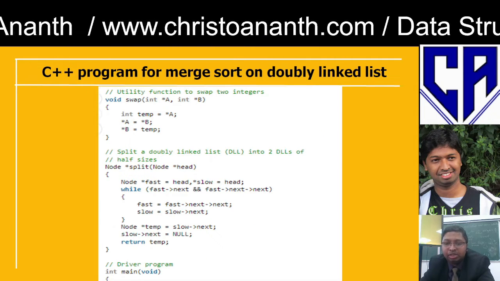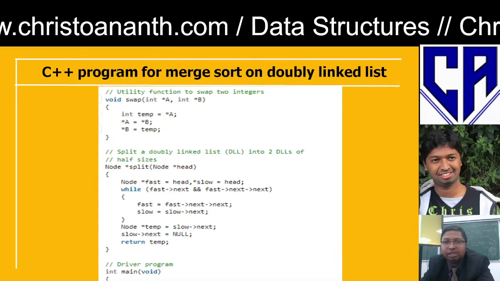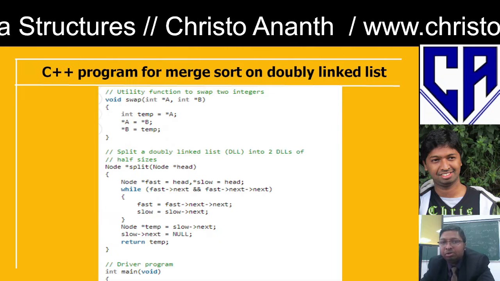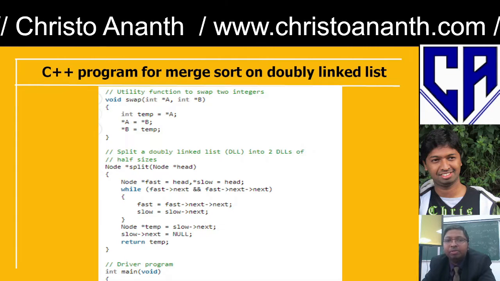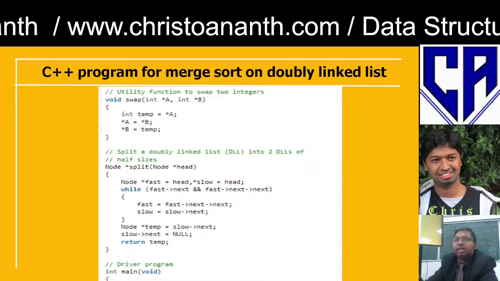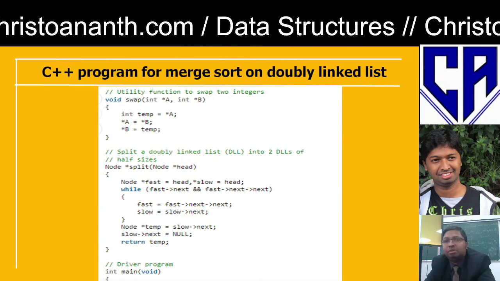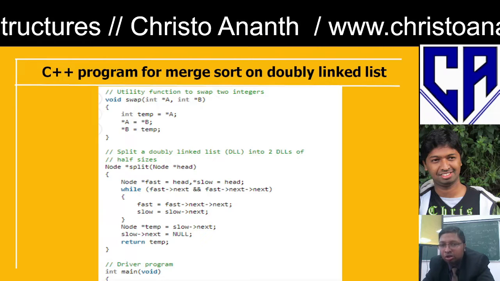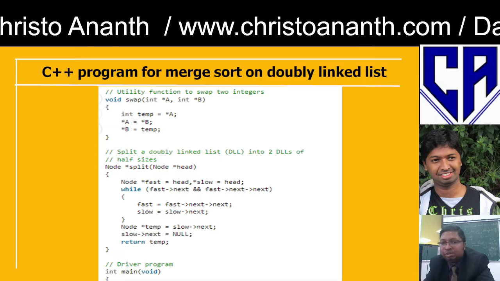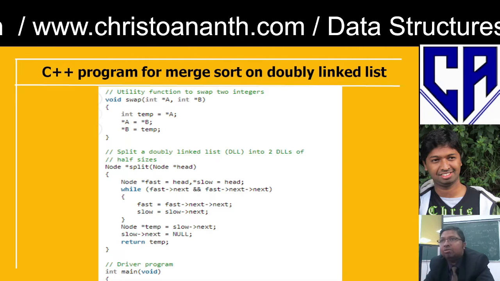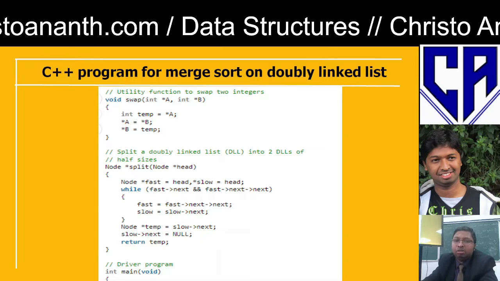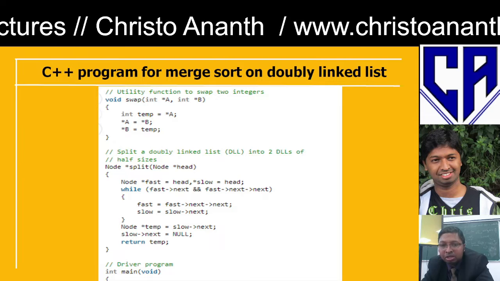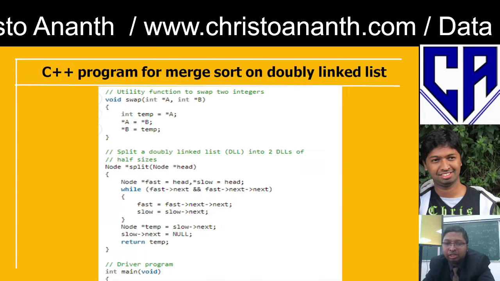Okay, after doing this forward and backward direction, then you swap the two integers. So void swap, int a and b, and int temp equal to a, a equal to b, b equal to temp. Okay, then what you do, you split this entire doubly linked list into two halves. So node split, node head, so node fast equal to head, slow equal to head, and while fast next and fast next next, then fast equal to fast next next, and slow equal to slow next. Okay, then node temp equal to slow next, and slow next equal to null, and return temp.